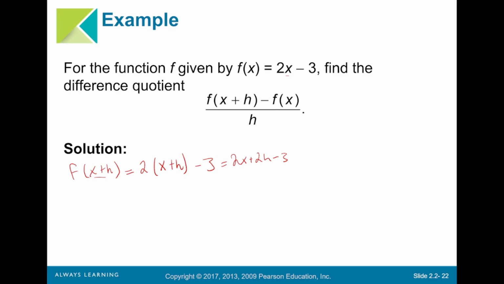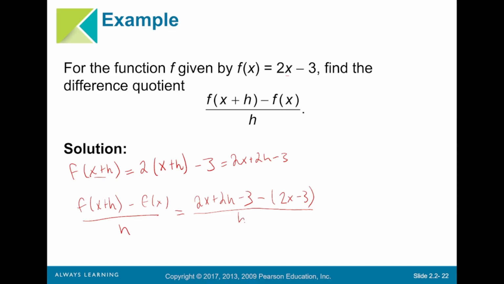So now, if I try to write out the difference quotient, f of x plus h minus f of x divided by h. Now we can plug these things in a little easier. So I have 2x plus 2h minus 3. That's what we found for f of x plus h. Now I subtract f of x, 2x minus 3. And this whole thing gets divided by h.